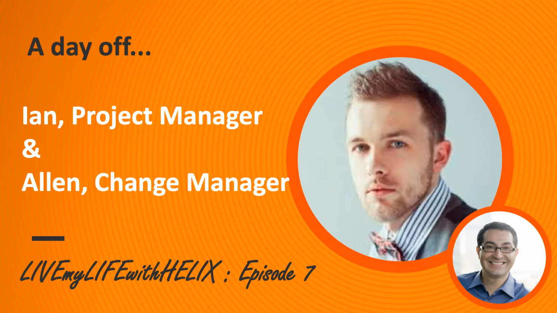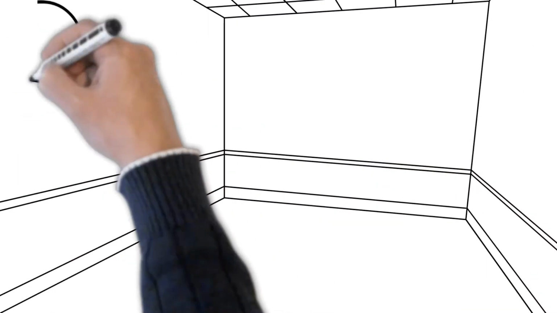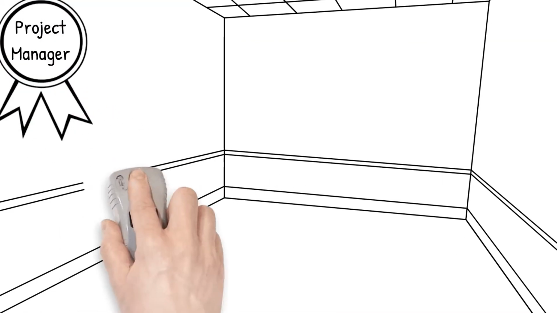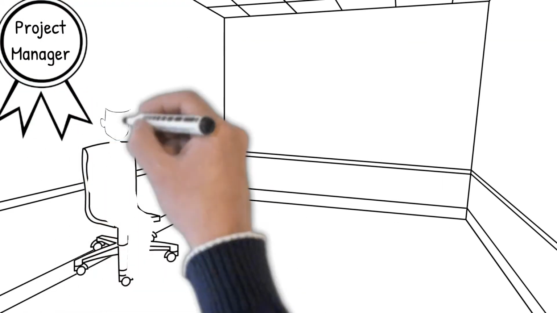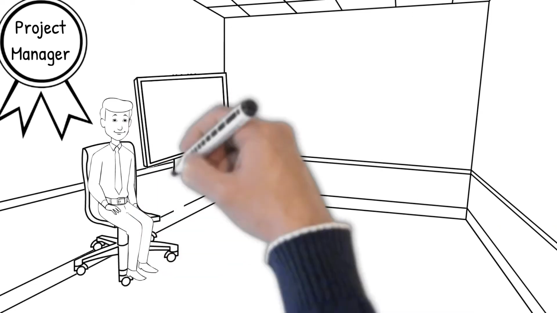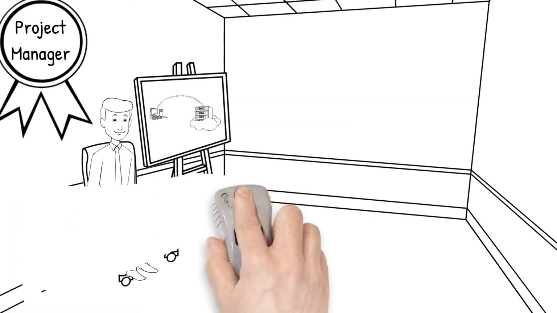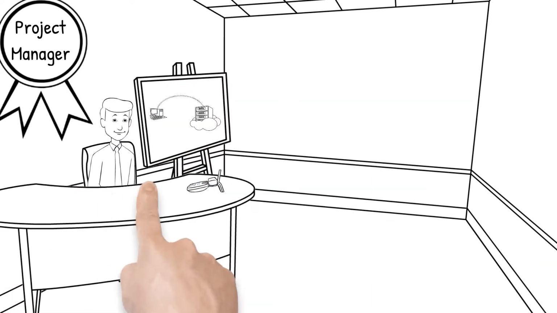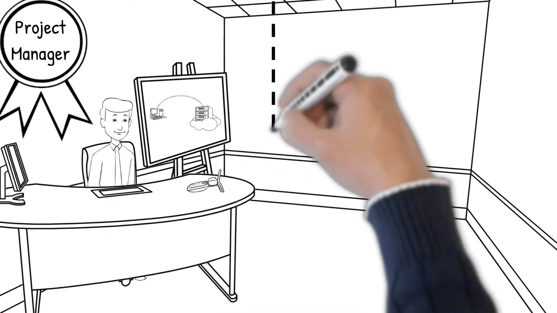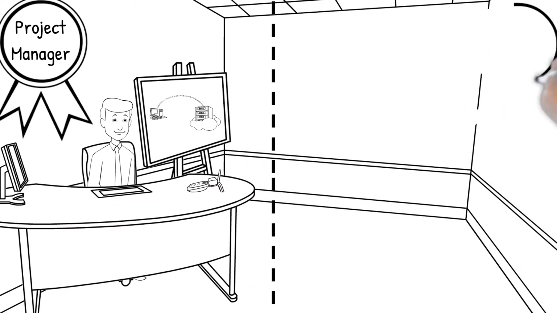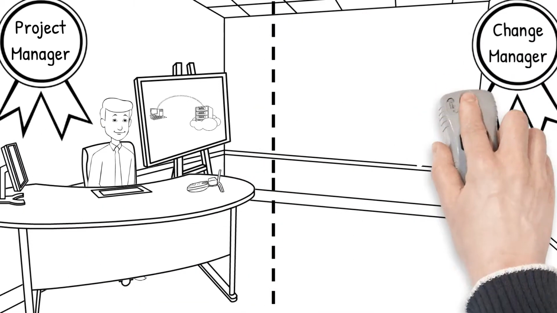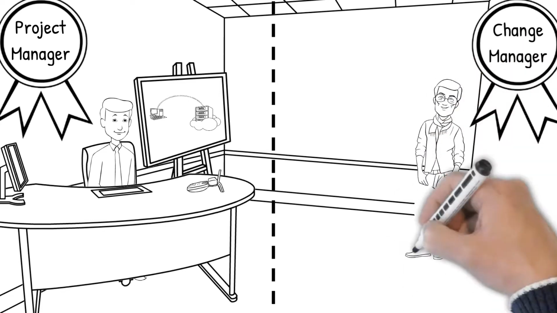Today we are going to meet Ian, Project Manager, and Alan, Change Manager. Ian is an IT project manager. He is not part of the change management team, but as part of his projects he sometimes submits requests to obtain a database, or update a server. The old change request tool was very complicated to use, and he can't wait to use the new intuitive Helix interface. Alan is a change manager.